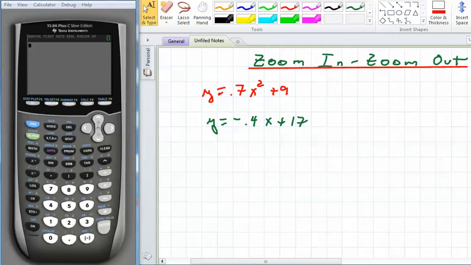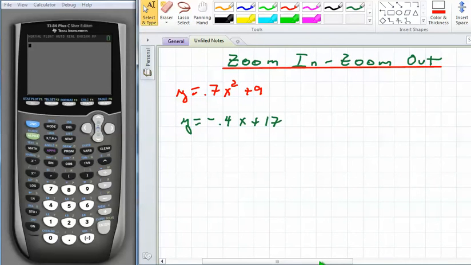Hello, this is a short video presentation on using your zoom in and zoom out functions. There are some times that when you graph your equations, you will not be able to see the result. Sometimes you will not even see anything.